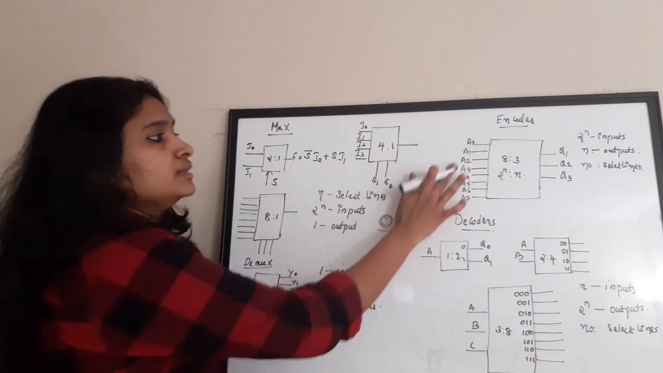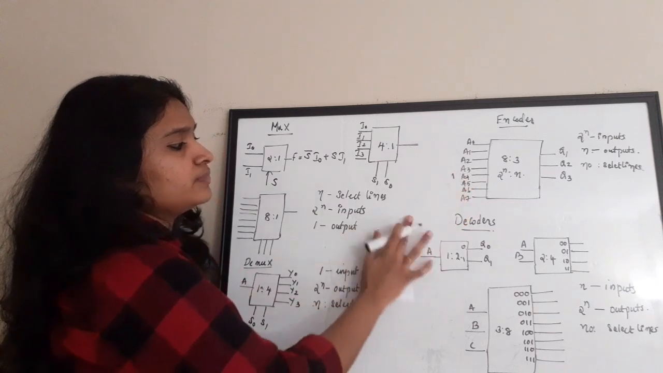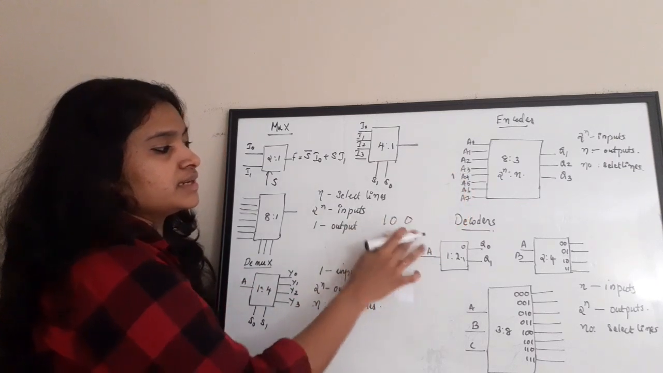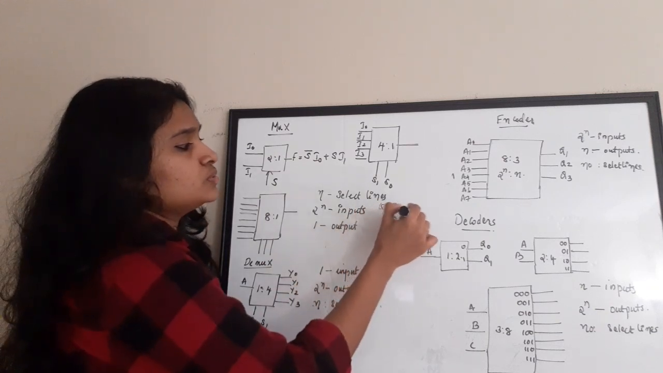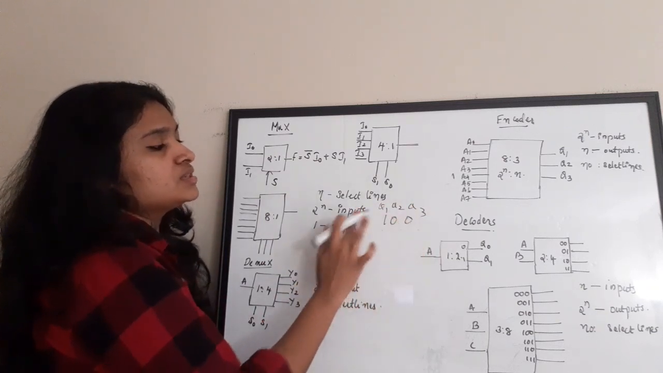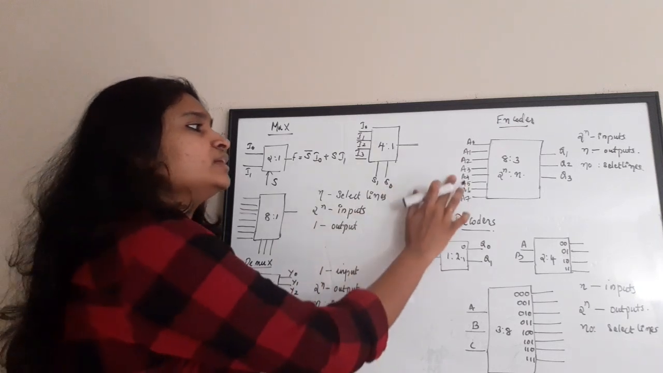And consider there is a 1 in, for example, A4. The code generated is 100 in Q1, Q2 and Q3. That is, Q1, Q2 and Q3 will be 100. So this is how encoders work. This is the basic working of encoders.